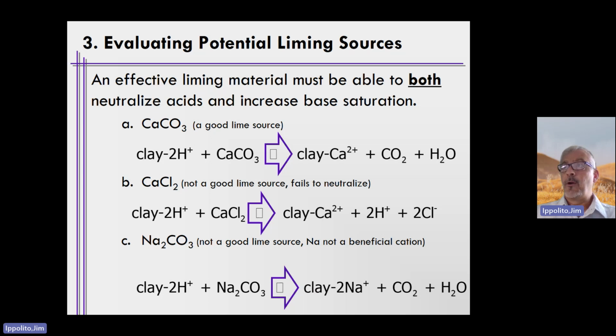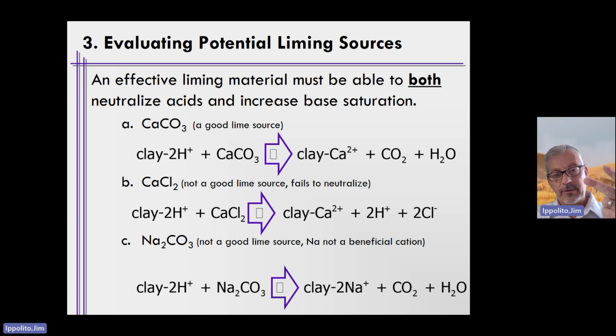An effective liming material has to both neutralize acids as well as increase the base saturation. And what is meant by that? The base saturation is the amount of basic cations on the exchange sites of clays. Those basic cations are calcium, magnesium, potassium, sometimes sodium. We know that sodium is not needed for plants, so we'll take that away for the time being. So calcium, magnesium, and potassium.